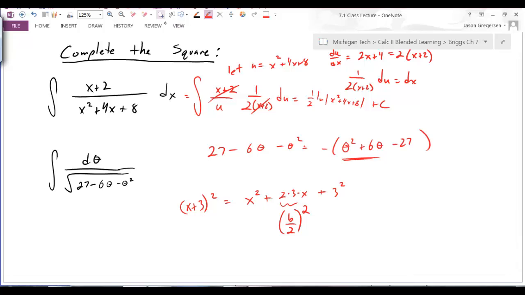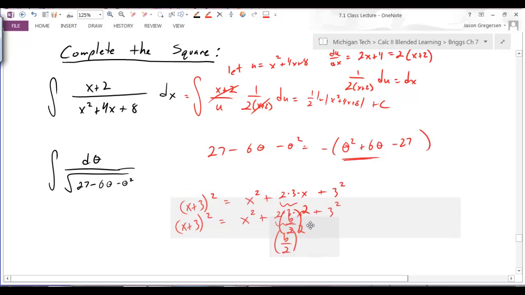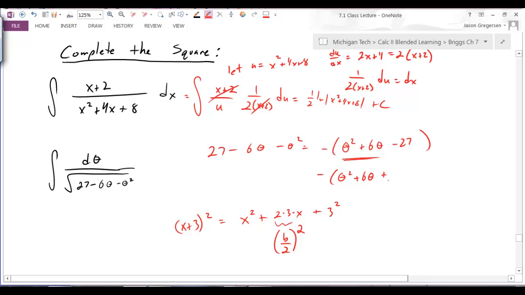Let me just get this out of the way a little bit. So what that tells me is if I had theta squared plus 6 theta plus 6 divided by 2 quantity squared, well, 6 divided by 2 is 3, squared is 9. If I had this, that would be great, because this thing would just be theta plus 3 quantity squared. Okay? So that's what I want. I want this to be 9, but of course I can't change the value, so I'm going to do the same kind of trick that I used in the last problem.